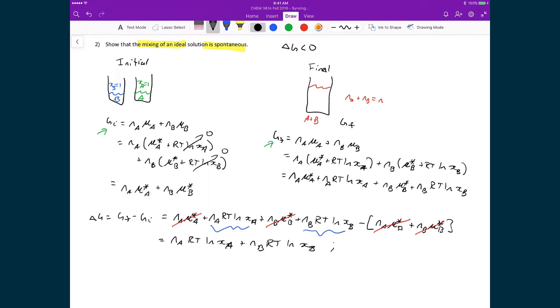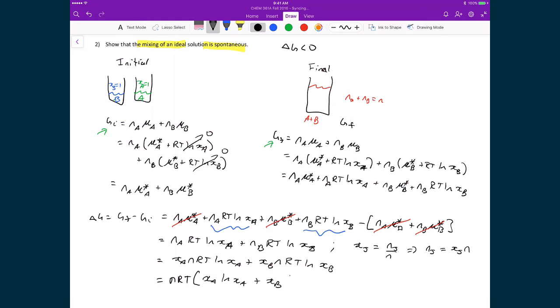And so just like before, we can express the mole fraction of some component J as being the number of moles of J divided by the total number of moles. And if I rearrange, then we can say the number of moles of the Jth component is equal to the mole fraction of that component times the total number of moles. Using this substitution, what I'm going to get is the mole fraction of A times the total number of moles times RT times the natural logarithm of the mole fraction of A plus the mole fraction of B times the total number of moles times RT times the natural logarithm of the mole fraction of B. And if I distribute out total number of moles, R and T, then I get NRT times the mole fraction of A times the natural logarithm of the mole fraction of A plus the mole fraction of B times the natural logarithm of the mole fraction of B.